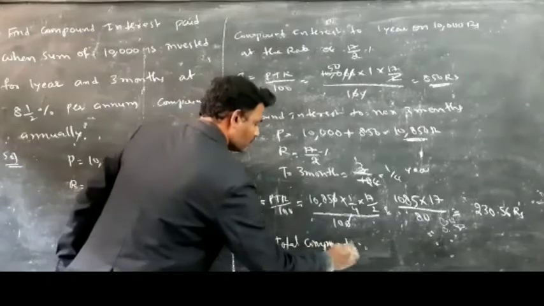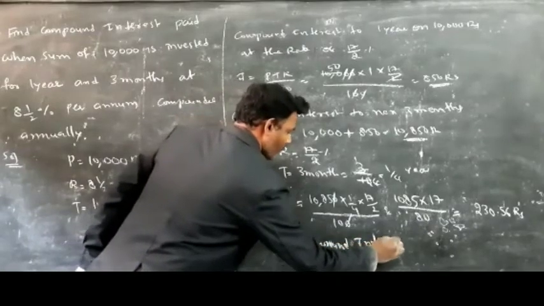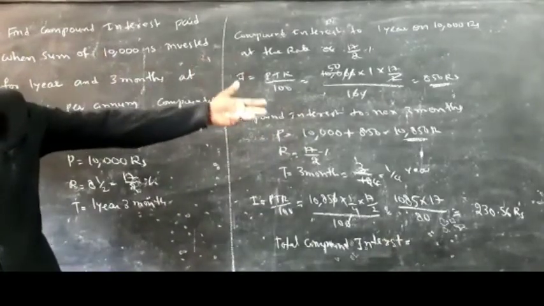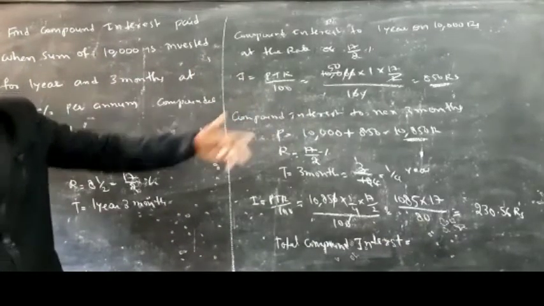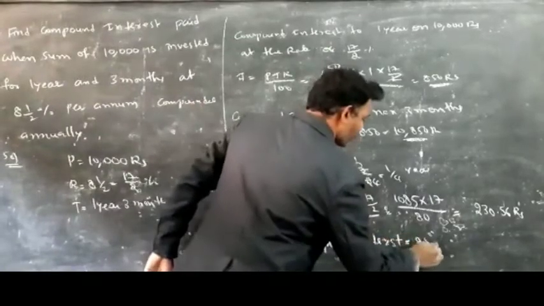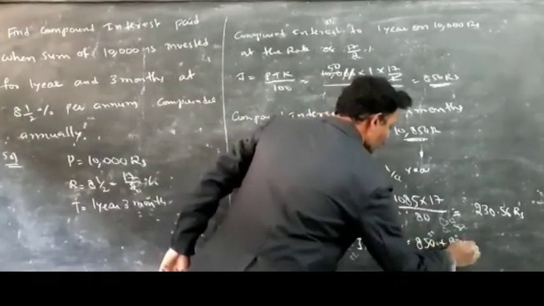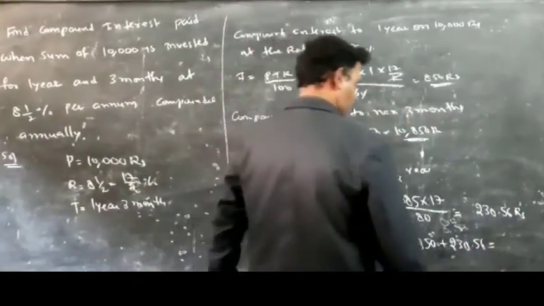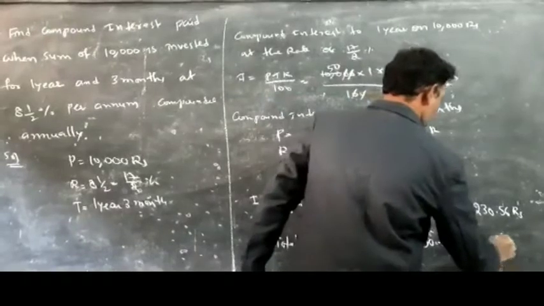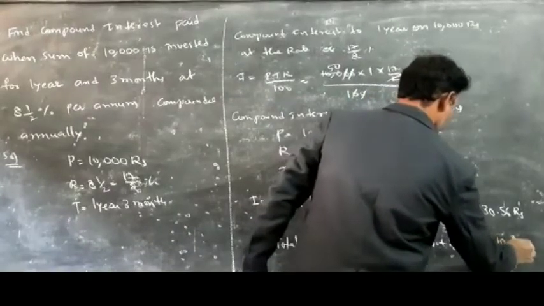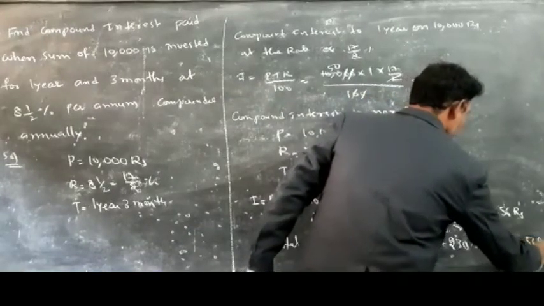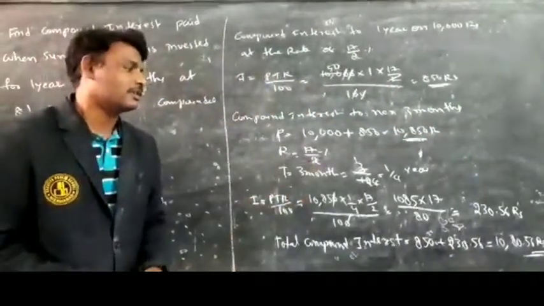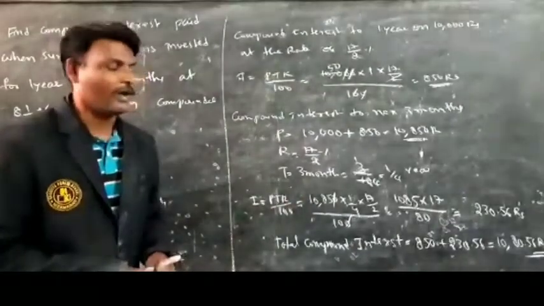See, total compound interest. See, first 1 year how much? 850 rupees. To next 3 months how much? 230.56. It means 850 plus 230.56 is equal. Now add both. You will get 1,080.56 rupees. So what is the total compound interest to 1 year 3 months? 1,080.56 rupees.